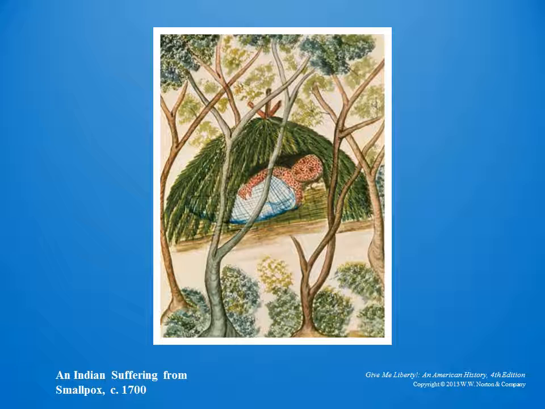This is another image from the Florentine Codex that shows an Indian suffering from smallpox. And this was an epidemic, one of the many diseases, one of the most common diseases that ravaged the Aztec capital after the arrival of Cortez.